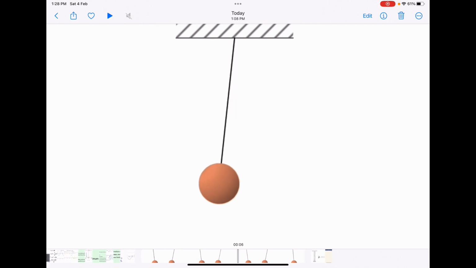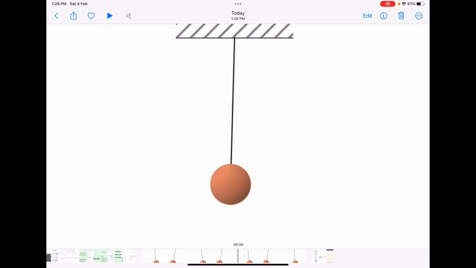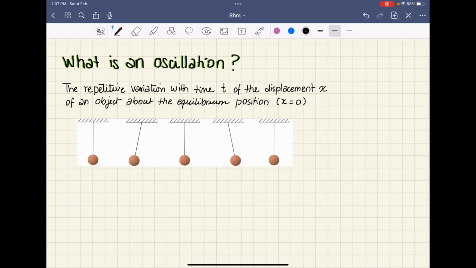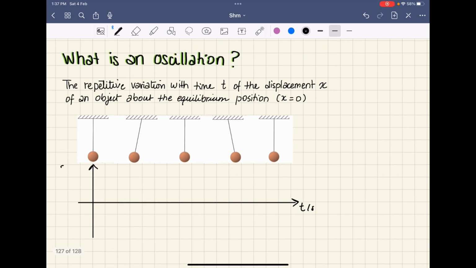Now I'm going to try and take a screenshot of these positions. Okay, and this is the result. We will now draw the variation of the displacement of the simple pendulum in time. We need our x-axis, which is time in seconds, and the y-axis, which is the displacement x in centimeters.